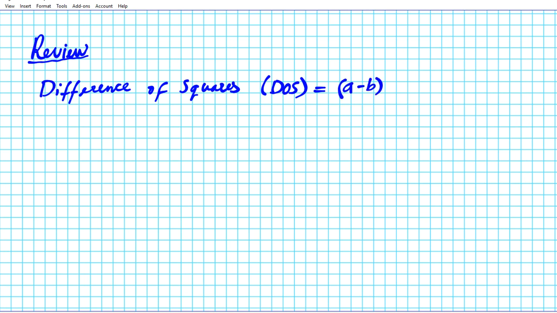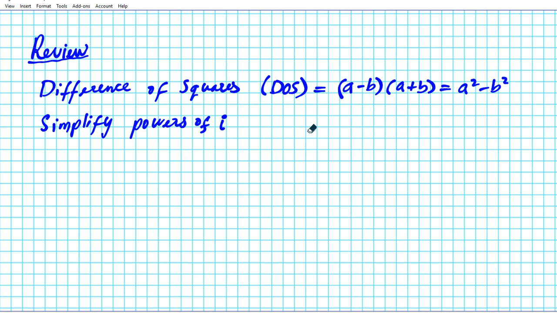The first one has to do with the difference of squares. Difference of squares, or you can call it DOS. Difference of squares basically shows you the expanded and factored form of a difference of squares. So if you have a minus b multiplied by a plus b, that equals the difference of squares, a squared minus b squared. And you also have to remember how to simplify powers of i.